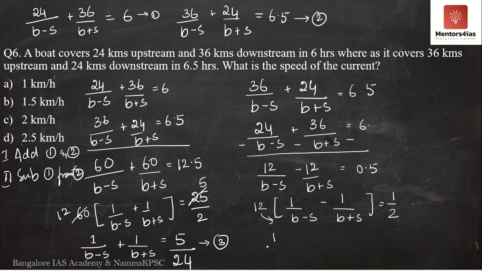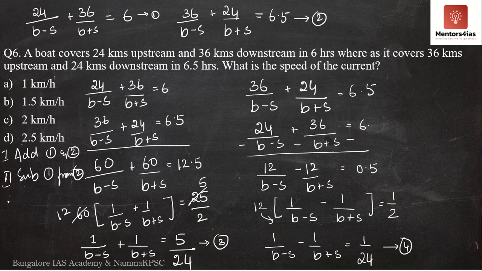So what do we get? We get 1 divided by b minus s minus 1 divided by b plus s is equal to 1 divided by 2 into 12, which is nothing but 24. Let this be equation number 4.